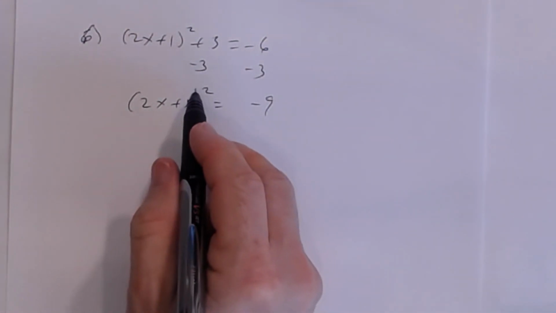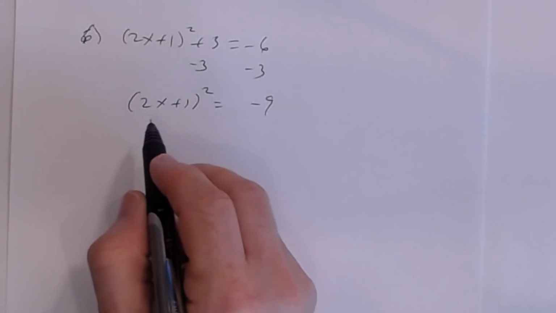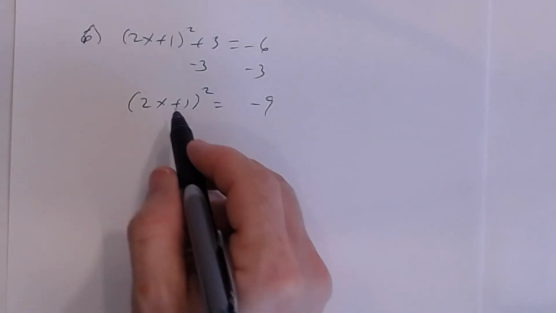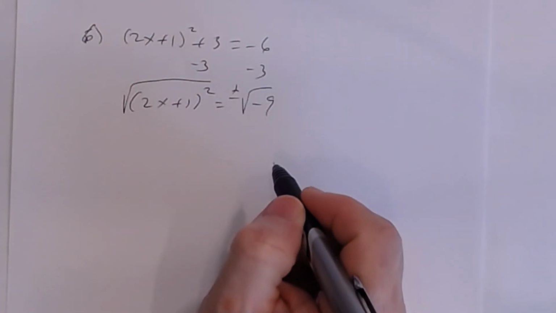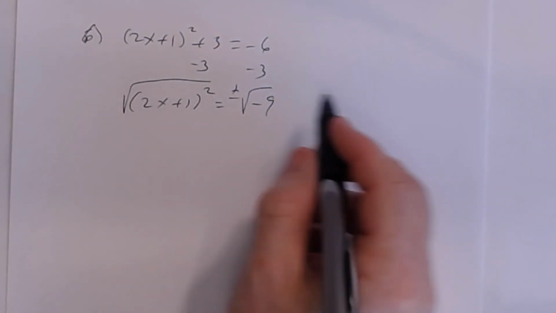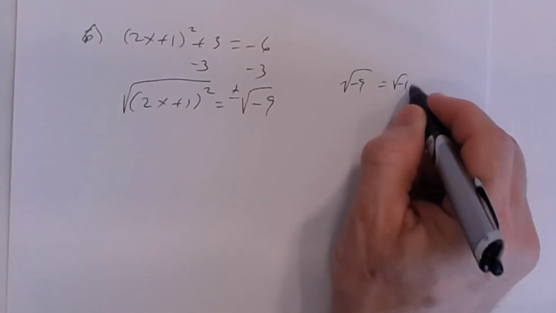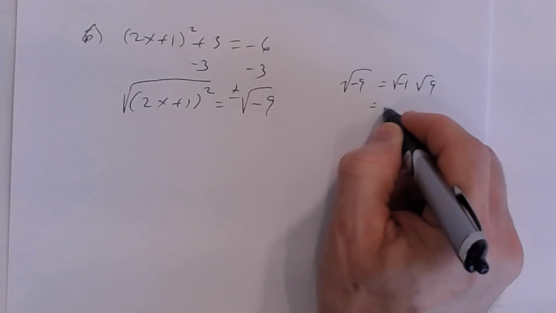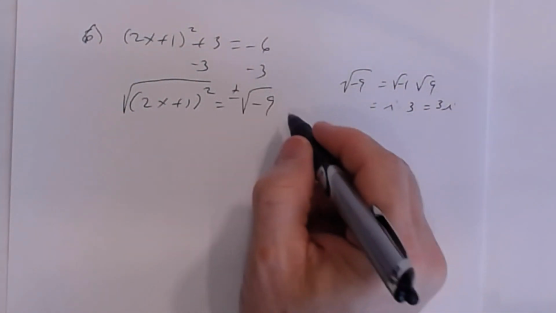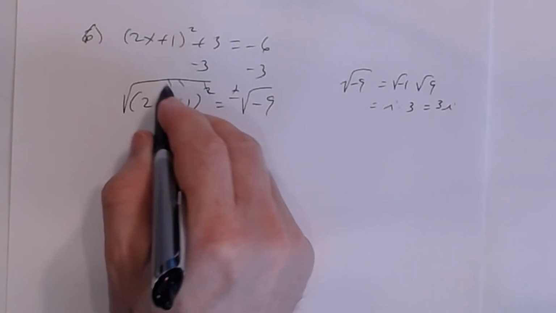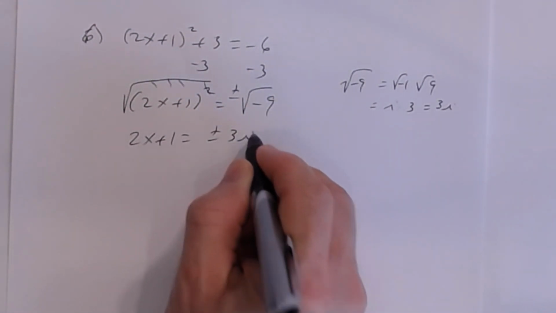Then we're going to get rid of that squaring to get x by itself, so I've got to get that expression by itself. So I'm going to take the square root of both sides. Don't forget that plus or minus. Now we just talked about the square root of a negative 9. So remember that's the square root of negative 1 times the square root of 9, which is i times 3, or 3i. So it goes here. The square and the square root undo each other. So you get 2x plus 1 equal plus or minus 3i.